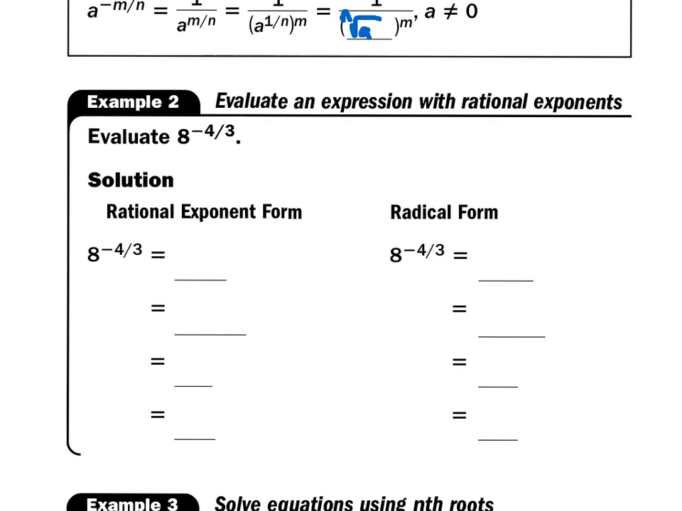So example 2. Evaluate 8 to the negative 4/3. So we can do it 2 different ways. We can do it in rational exponent form, or we can go back to radical versions. Either way works. So for rational exponents, we can say that is 1 over 8 to the 4/3, or that is 1 over, and what's the cubic root of 8? 2 to the 4th, or that would be 1 over 16.